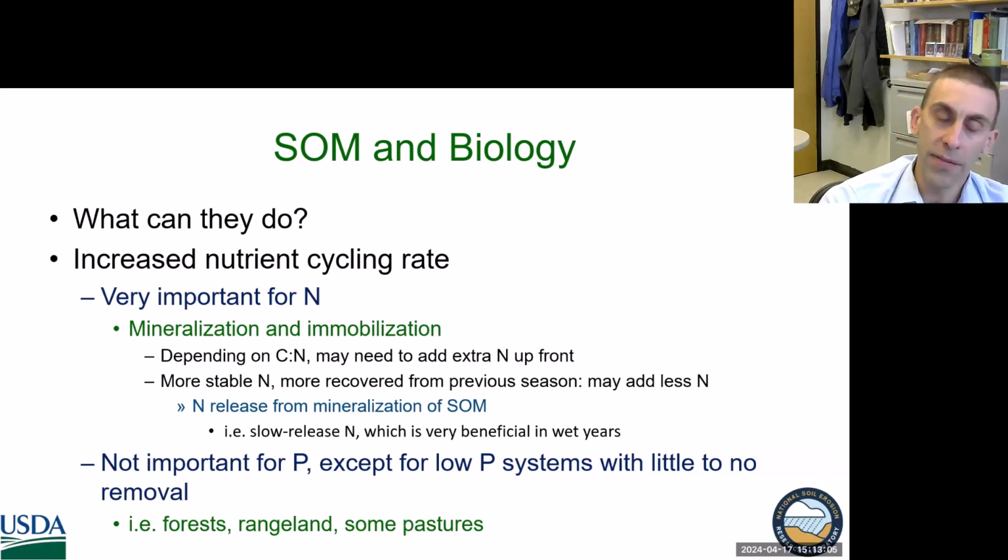So in a word, increased biology is very important to nutrient cycling, specifically for nitrogen, not very important for phosphorus. Phosphorus activity is dominated by abiotic processes, not biological processes, except in low phosphorus systems that have little to no removal of phosphorus. In that case we're talking about forests and rangelands, sometimes low phosphorus pastures. In those cases, biological activity is very important. It's much more important for nitrogen.